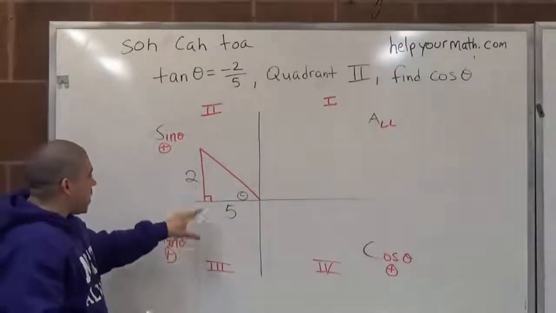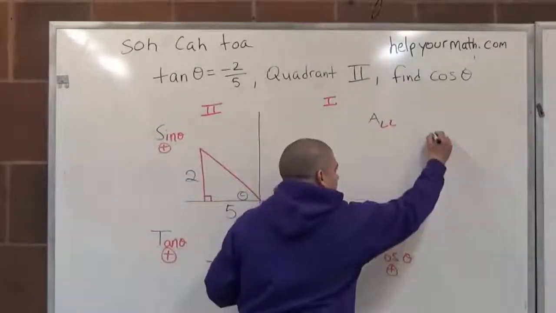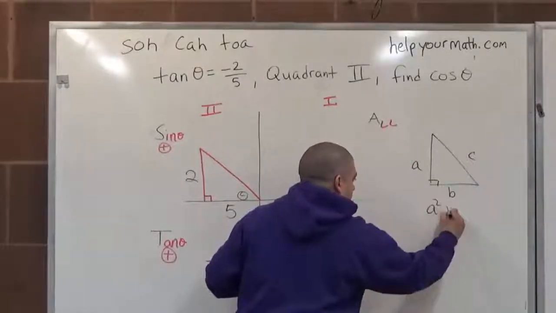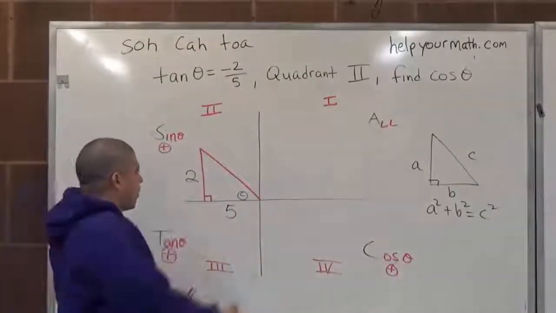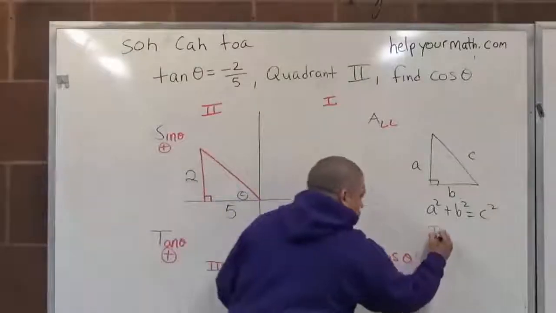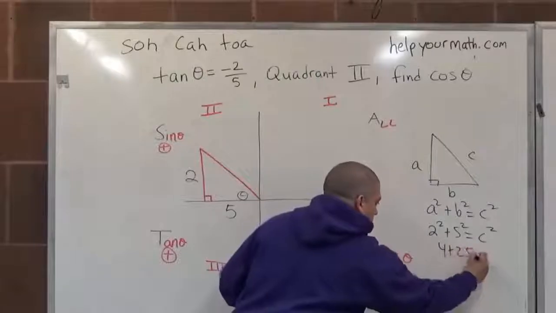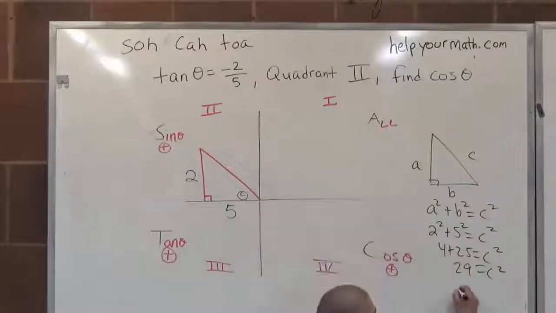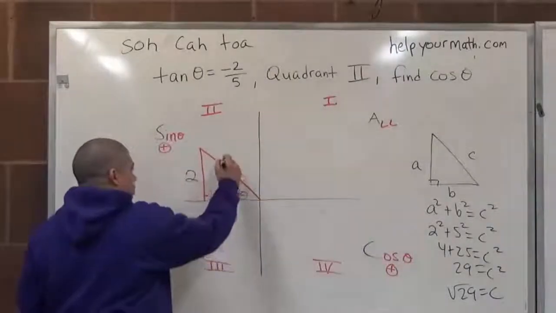Now we're going to use the Pythagorean Theorem to find our hypotenuse. The Pythagorean Theorem says that if I have a right triangle labeled a, b, and c, then a squared plus b squared equals c squared. In this case, we have 2 squared plus 5 squared, and we need to figure out the third side, c. So 2 squared plus 5 squared equals c squared. 4 plus 25 equals c squared. So 29 equals c squared. I have to take the square root of both sides, so root 29 equals c. This is the length of this side, root 29.